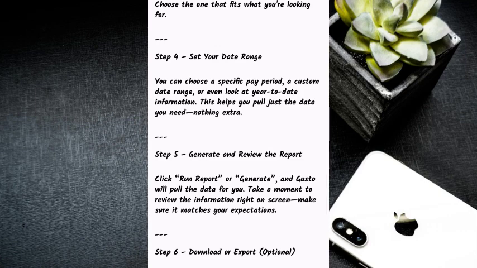Step 5, generate and review the report. Now click run report or generate, and Gusto will pull the data for you. Take a moment to review the information right on the screen and make sure it matches your expectations.